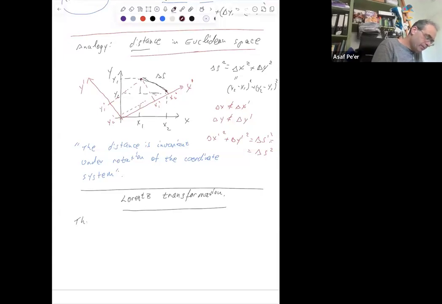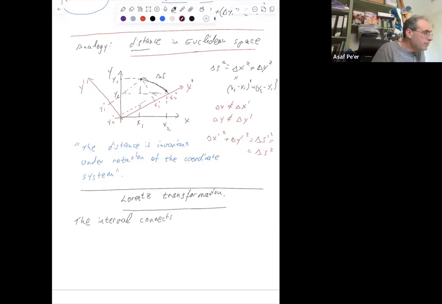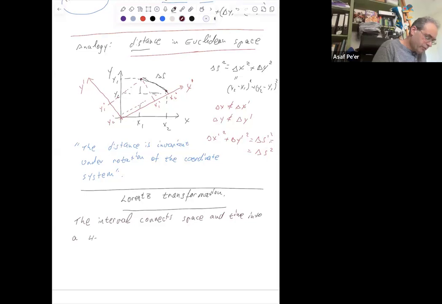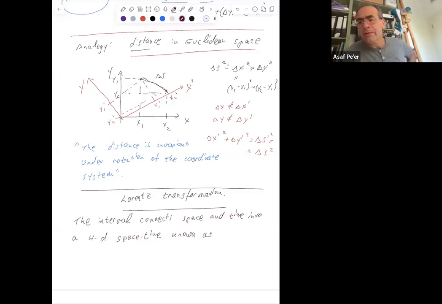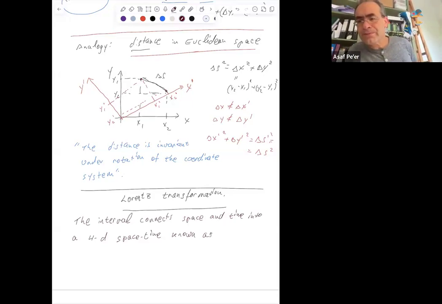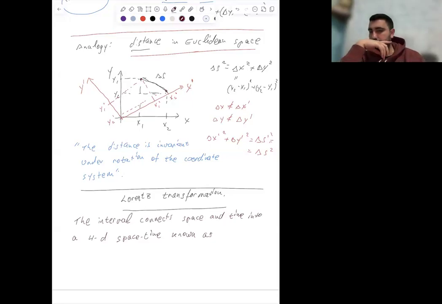The interval connects space and time into a 4D space-time known. You've heard the name. What's the name of that? Minkowski. Yeah, this is called Minkowski space.